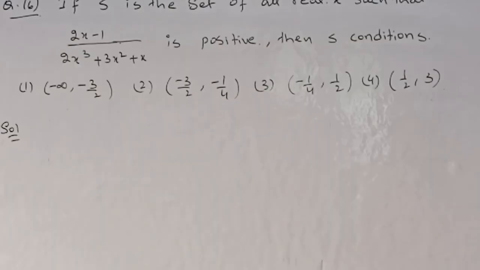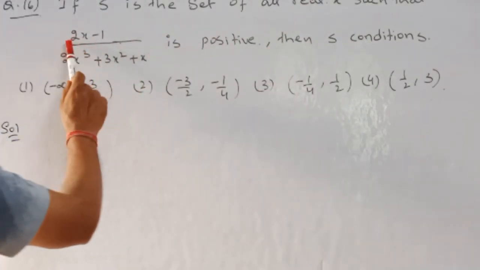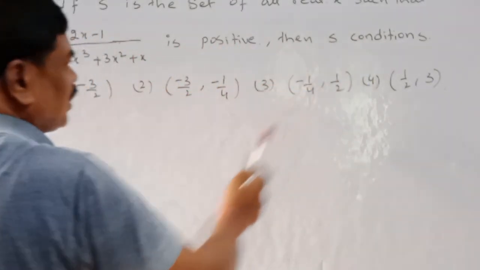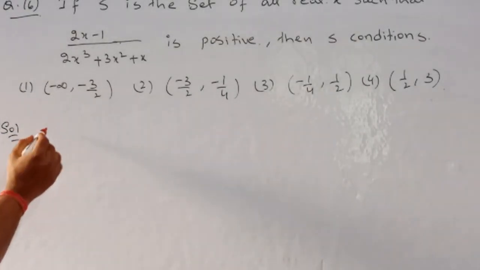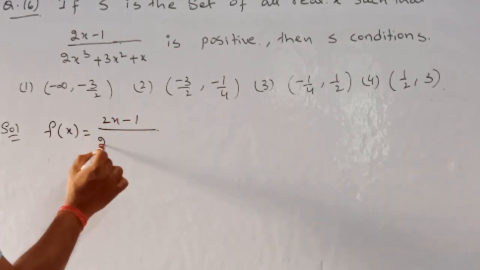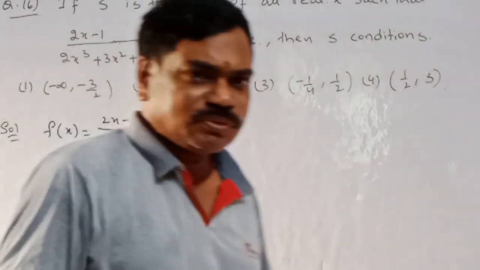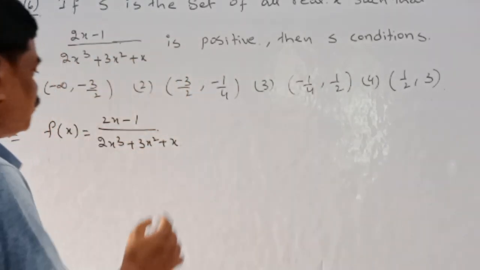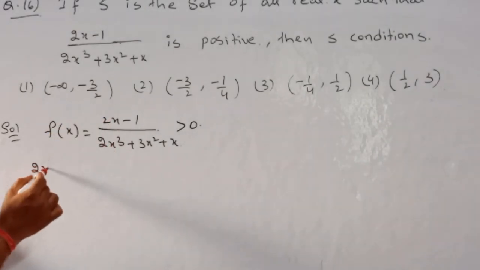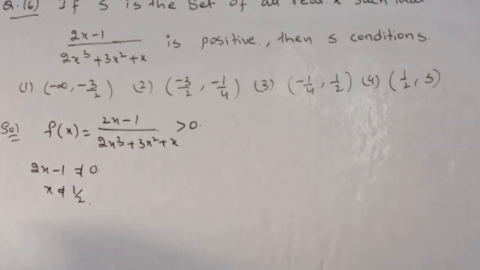Here we have one more problem from functions. If S is the set of all real x such that (2x minus 1) by (2x cube plus 3x square plus x) is positive. These are the conditions given. F of x is equal to what? 2x minus 1 by 2x cube plus 3x square plus x is given. We have to find the conditions when it is positive, greater than 0. That is, first 2x minus 1 is not equal to 0, x not equal to 1 by 2.